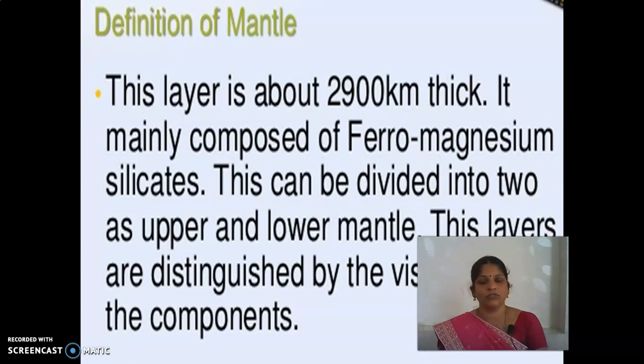This layer is about 2,900 kilometers thick. It is mainly composed of ferromagnesium silicates. It can be divided into two as upper and lower mantle. These layers are distinguished by the viscosity of the components. Okay, enough. We will discuss this in the continued session.